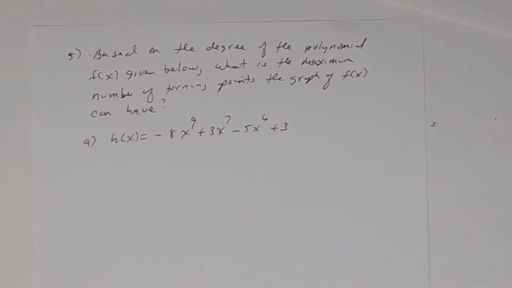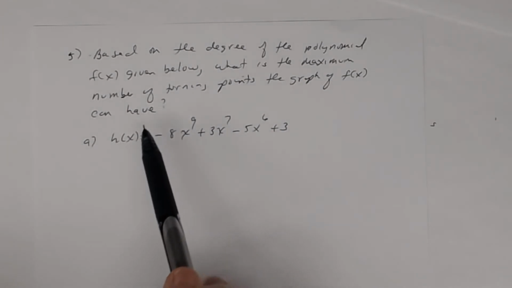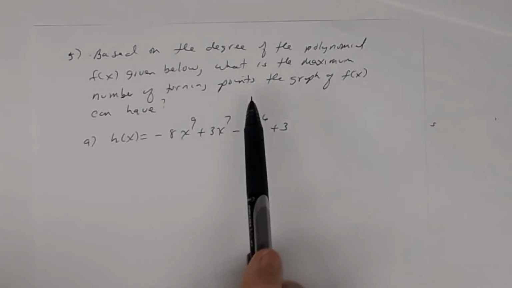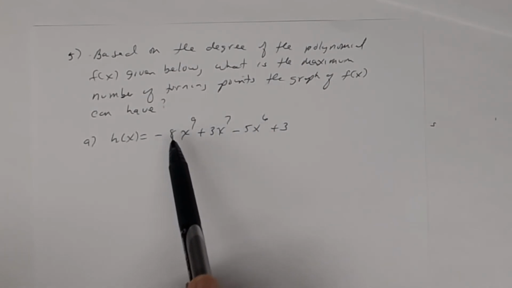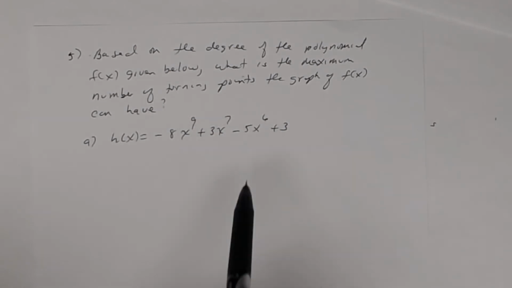All right, let's look at number 5. So number 5, it says this. Based on the degree of the polynomial f of x given below, so this right here, what is the maximum number of turning points the graph of this function can have? Well, notice it's in descending order, so right away you can see that the degree is 9, right?